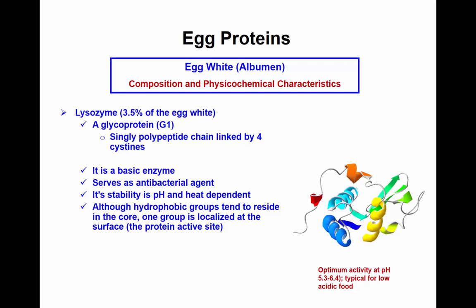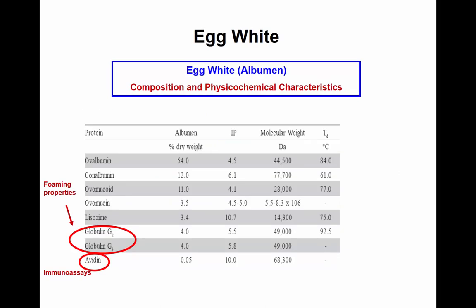So lysozyme, like I said, is one of the globulins, G1. And it is basic. If you remember, this is the one that had the high isoelectric point, so it is mostly positively charged under any food application. It serves as an antibacterial agent. That's where its name comes from. It lyses bacterial cell walls, ruptures the bacterial cell wall. Like any other globular protein, its hydrophobic portion is mostly in the interior, but it does have a surface region that is hydrophobic. So the last two contribute to the foaming properties. We'll talk about that in a minute.